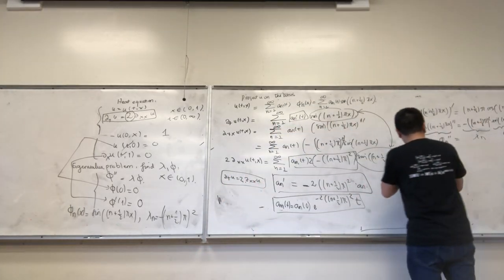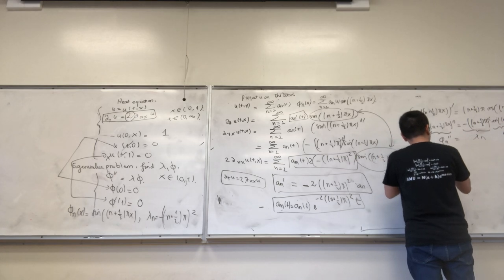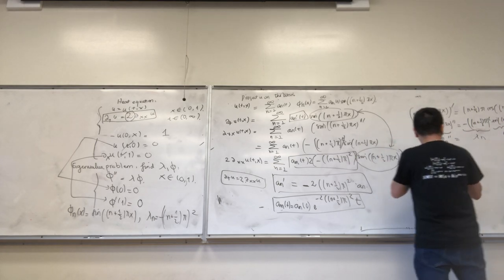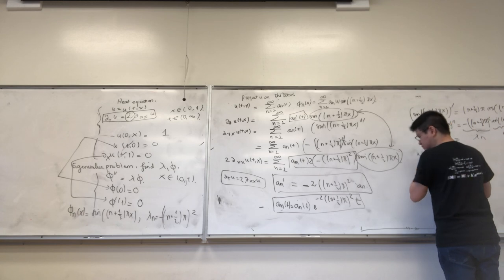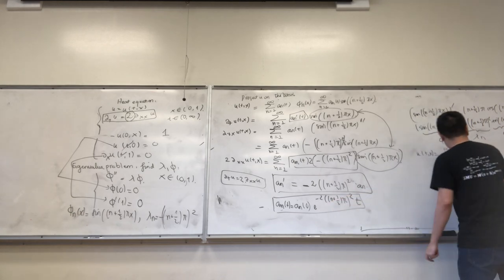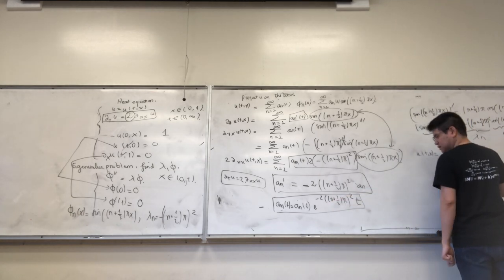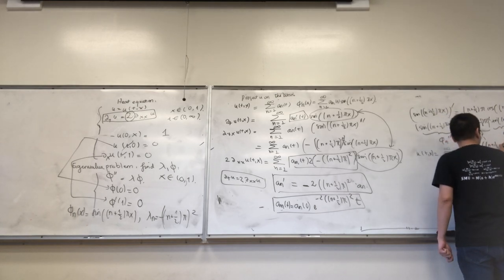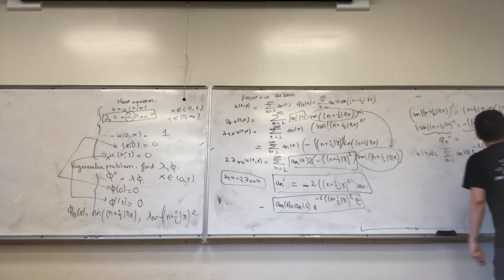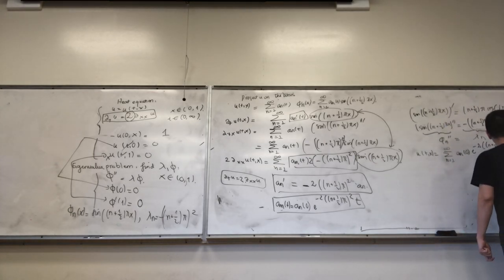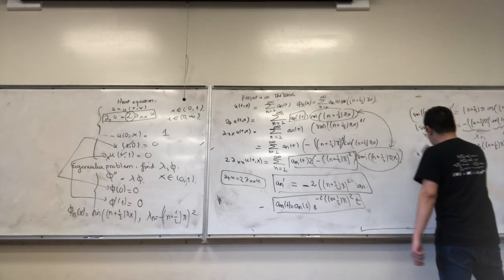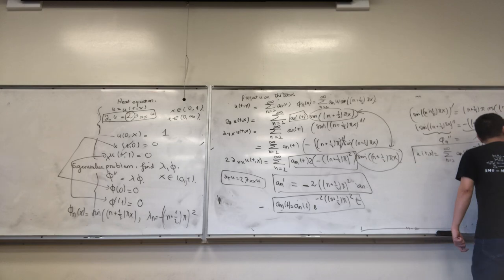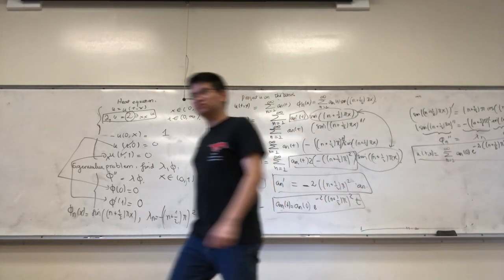So I'm going to plug everything back into u. So u will be the sum, n going from 1 to infinity, and I'm going to plug this in for the value of a_n(t). So this is e to the minus 2 (n plus 1/2) pi squared t times sine of (n plus 1/2) pi x. Right, so this is the formula for the solution.